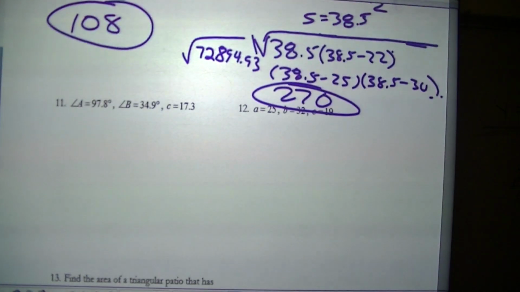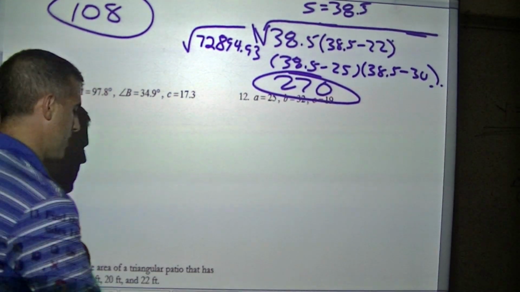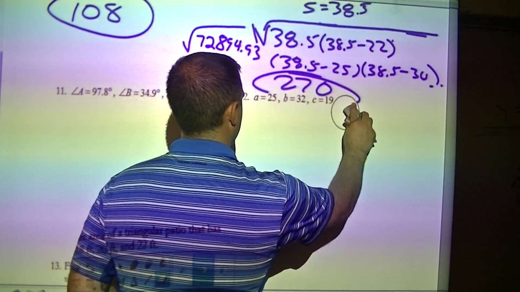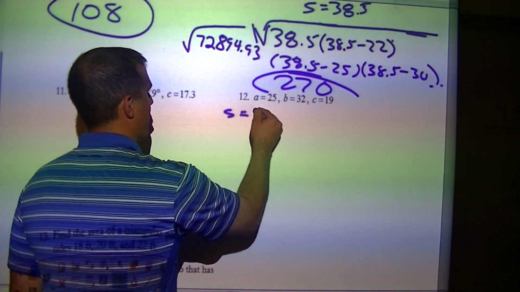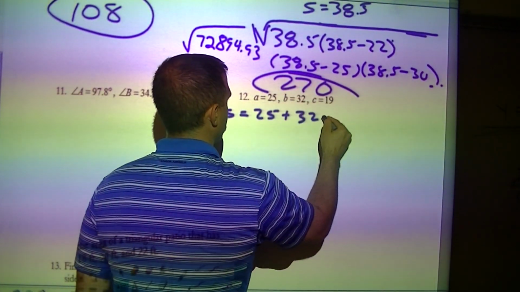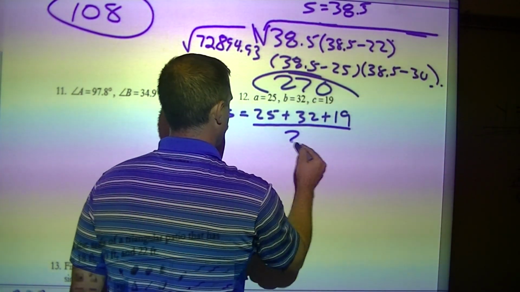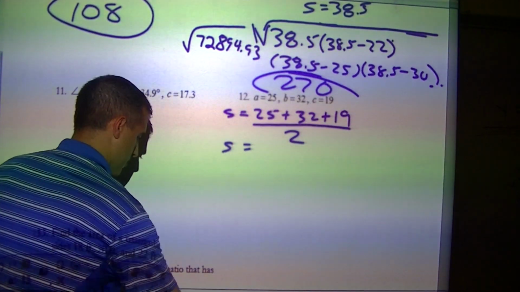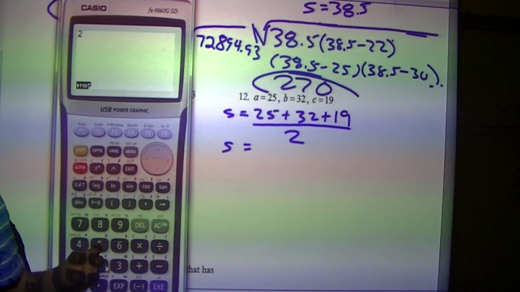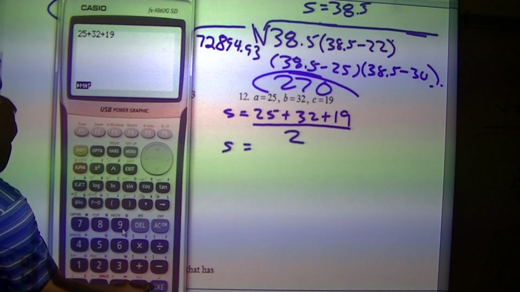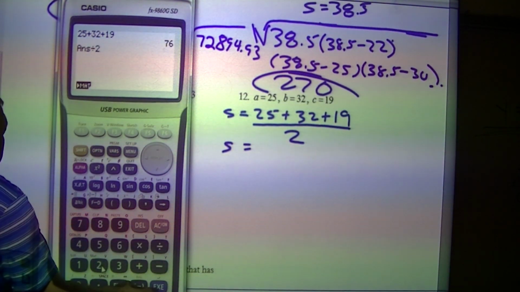Moving down to these last, we don't have many. It's not a very long test. Okay, I'm going to go ahead and also do number 12, because it's very much in the same lines of that one we just did. So I have to add all these up and divide by 2 to figure out my S. Okay, all right. Got 25 plus 32 plus 19 divided by 2.